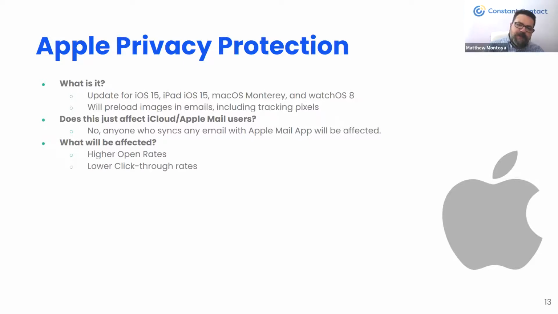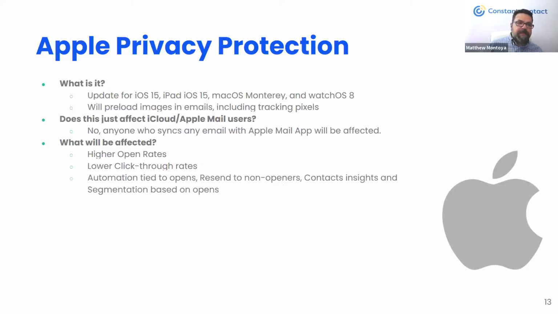You will see lower click-through rates if you use Constant Contact, and I'm going to talk a little bit about that in a moment. That is because Constant Contact currently shows a percentage of clicks versus opens. If your open rate increases and your click rate stays static, then that number is going to immediately look lower. So what we're going to be doing soon is changing the way we report, and some of our competitors already do this, and some are going to do this because of Apple.